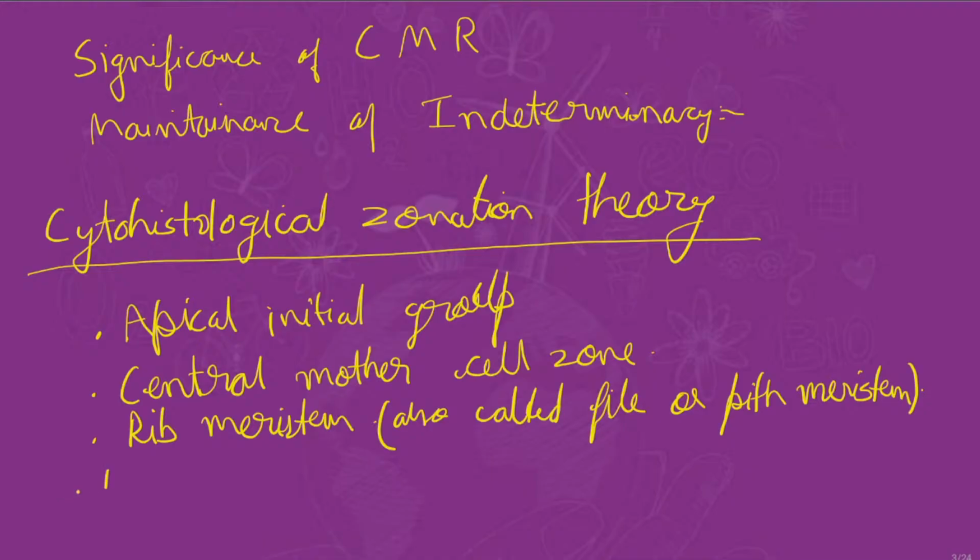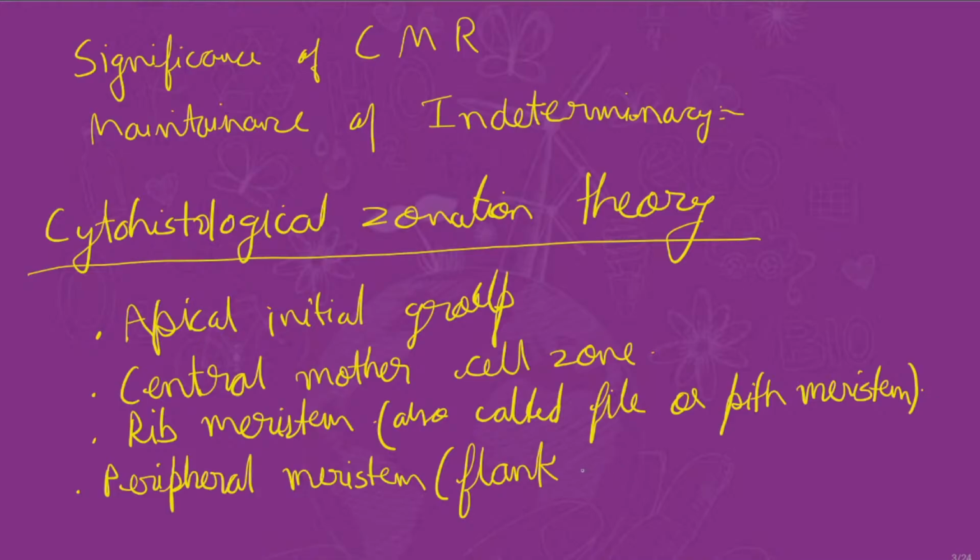Fourth is the peripheral meristem, or flank meristem. This zone originates from the lateral derivatives of the apical initials and partly from the central mother cells. The cells are densely stained and mitotically active. The activity of this zone leads to the formation of leaf primordia. The periclinal division in this zone causes elongation of the shoot, while anticlinal division increases the width.